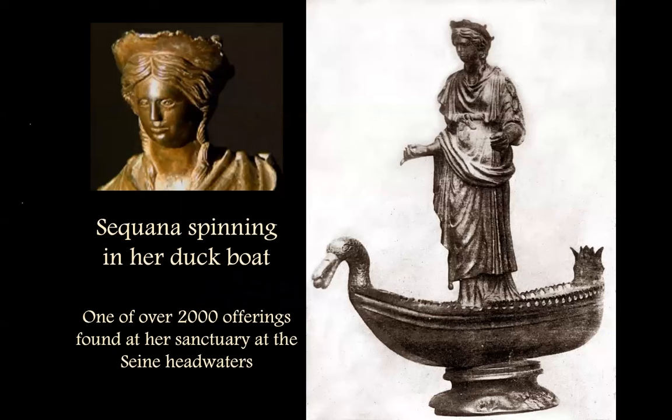So this is Gaulish, although it looks very Roman because this was made in Roman times, but we have the goddess of the Seine River standing in a duck boat and spinning. And here again, no distaff. She's just using her fingers. And then you can see she's twisting it here. There probably was a drop spindle as part of this at one time. This is one of the many offerings that were placed at the headwaters of the Seine. And the name of that actually comes from Sequana, this goddess.